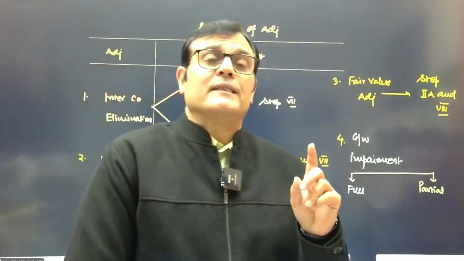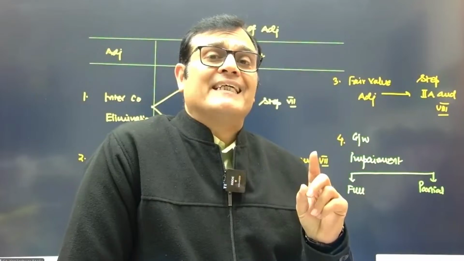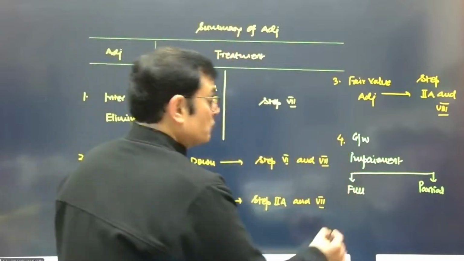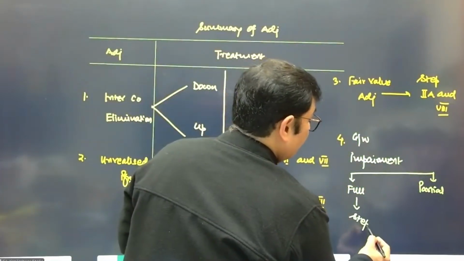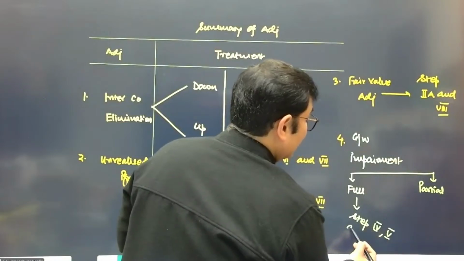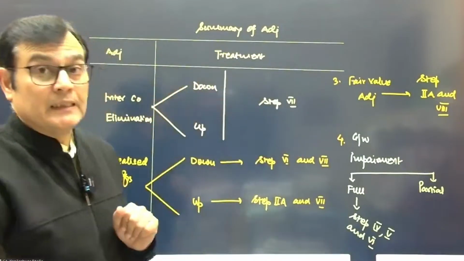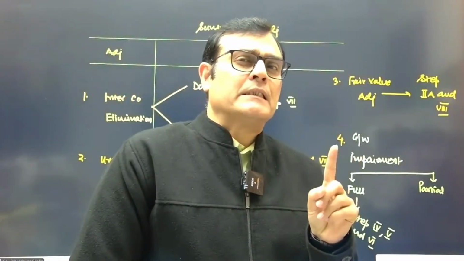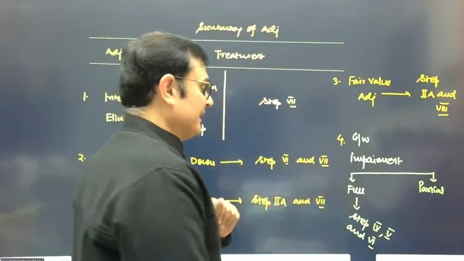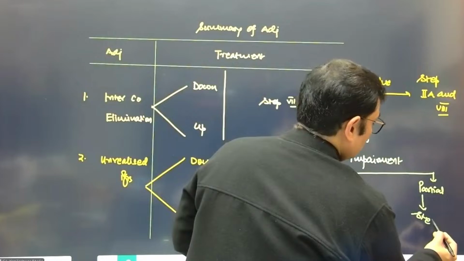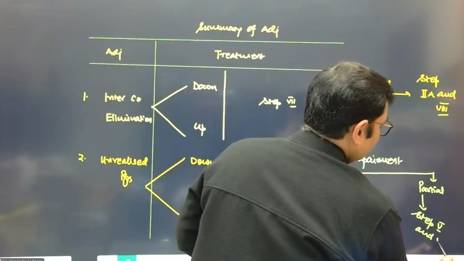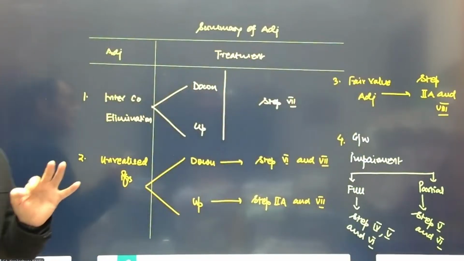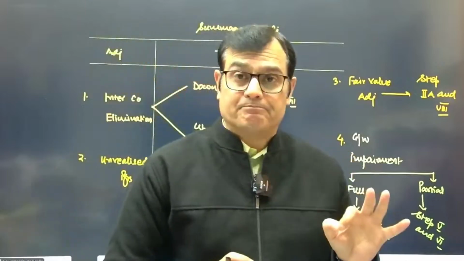If the goodwill is full, you take the impact in step number 4 for the NCI, the goodwill in step number 5, and the holding share in step 6. But when it comes to partial goodwill, there is no impact on the NCI, so the impact goes only on step number 5 and step number 6. This is also a very important key summary of how various adjustments will impact which step.